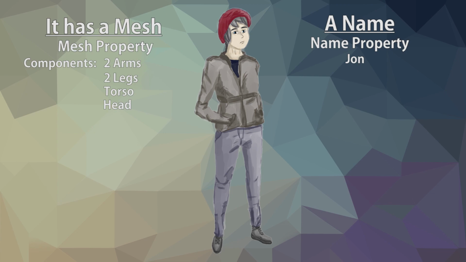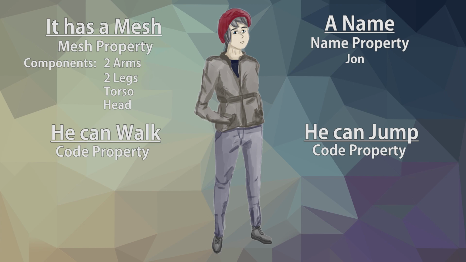Peering past purely aesthetic properties, as a human, we would assume he has the ability to walk. This would typically be actual programmatic functionality we would have to create for this object. Expanding on the capabilities of this object, if we're following the human motif, then he might also have the ability to jump as well, propelling him in certain directions.